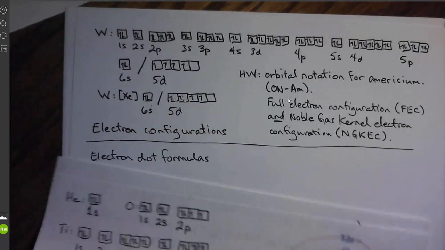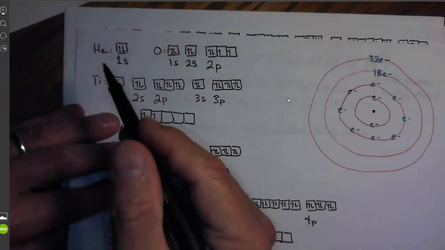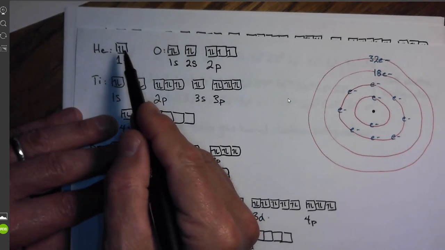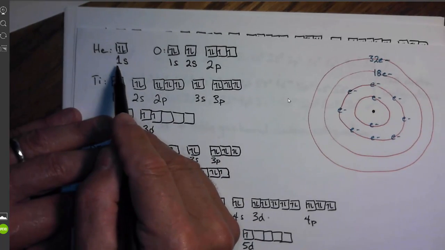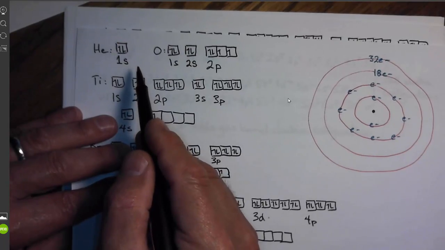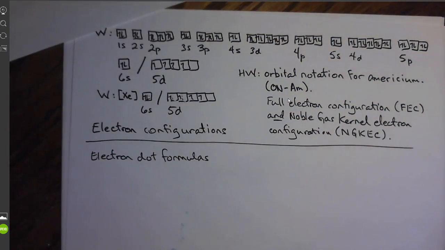All right, so if I go back to helium here, helium only has 2 electrons, and both of those are in the highest primary energy level. This 1 indicates what the highest level is because it's not a 2. So helium has 2 electrons in its highest primary level. Does that make sense?